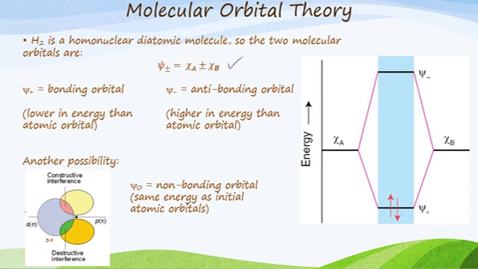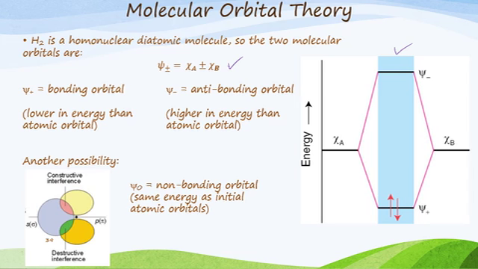Okay, in many instances, I'm going to show you the notation now. So the bonding orbital is lower in energy than the atomic orbital, while the antibonding orbital is higher in energy. Let's have a look at this diagram on the right-hand side of the slide.